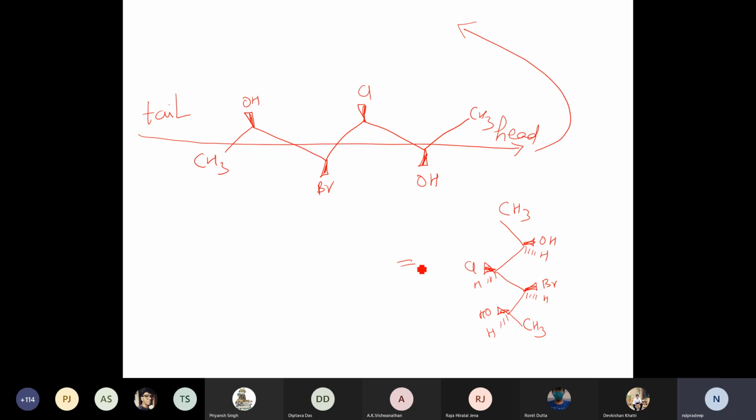Now, how to make it into Fischer? Make a CH3 here. So I'm going to draw this. I'm not going to change the side of the hydrogen, so hydrogen will be on this side. The OH will change to this one. In this case, I am not going to change the hydrogen side. Hydrogen will be here and Cl will be here. In this case, I am not going to change the hydrogen side. So hydrogen will be here, bromine will be here. And in this case, hydrogen will be on this side and OH will be on this side.